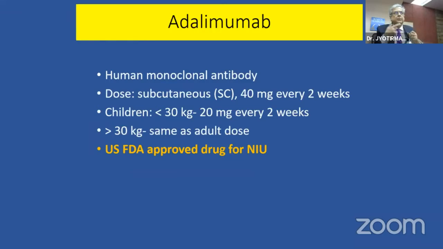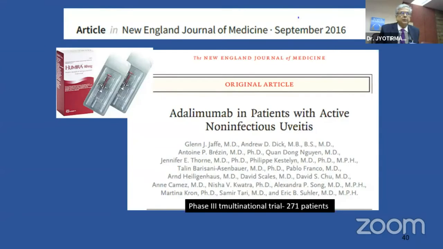Adalimumab is the monoclonal antibody we are choosing more nowadays. The dose is subcutaneous, which is a very good advantage: 40 milligrams every 2 weeks, and for children 20 milligrams every 2 weeks. It is a USA FDA approved drug for non-infectious intermediate uveitis.